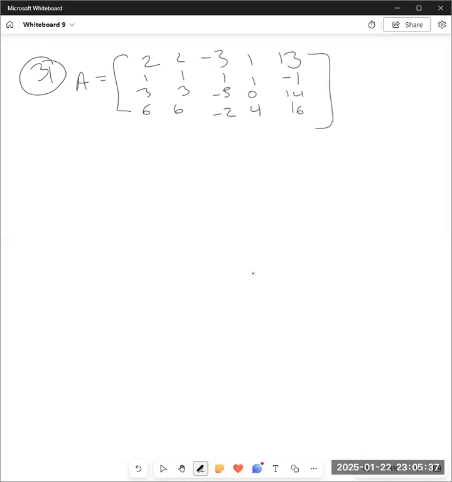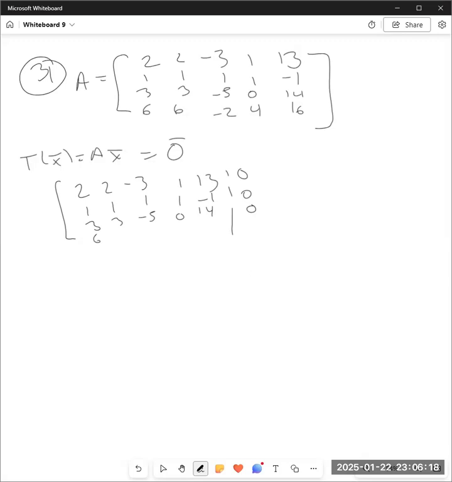I've been using technology all the way through. If you want T of x equals A x equals 0, then we have 2, 2, -3, 1, 13, 0, 1, 1, 1, 1, -1, 0, 3, 3, -5, 0, 14, 0, 6, 6, -2, 4, 16, 0. Going to RREF that.